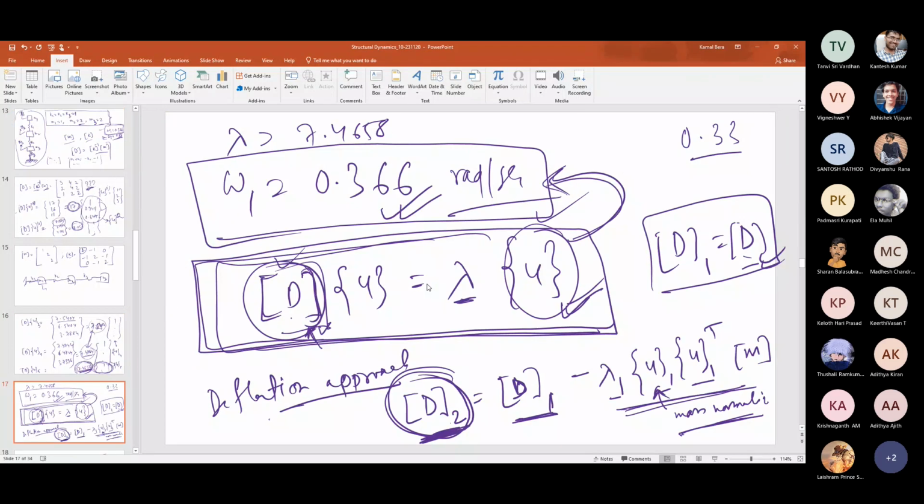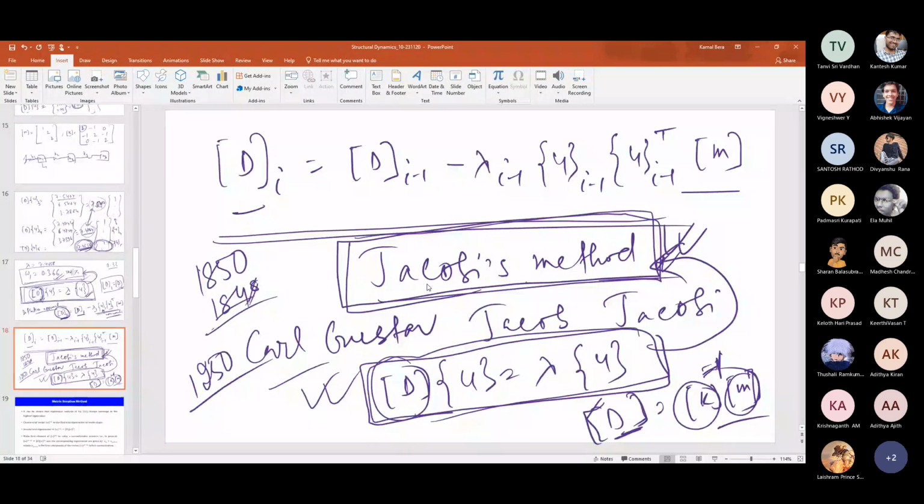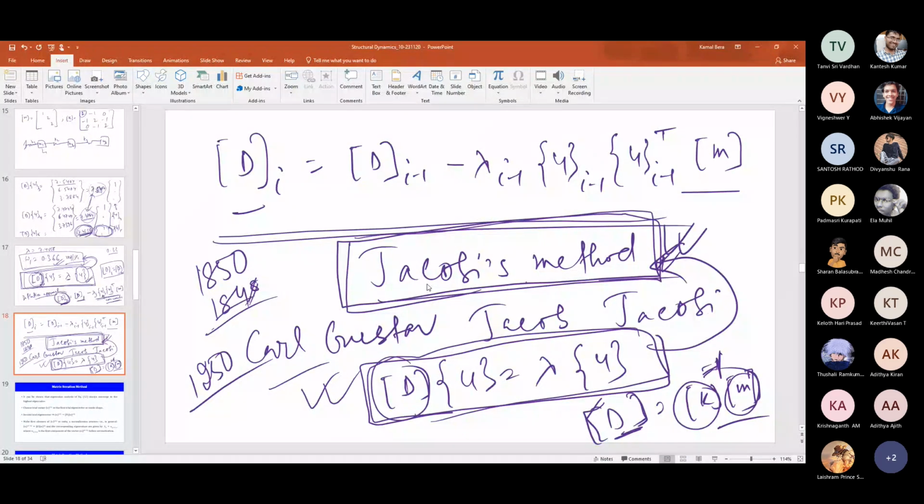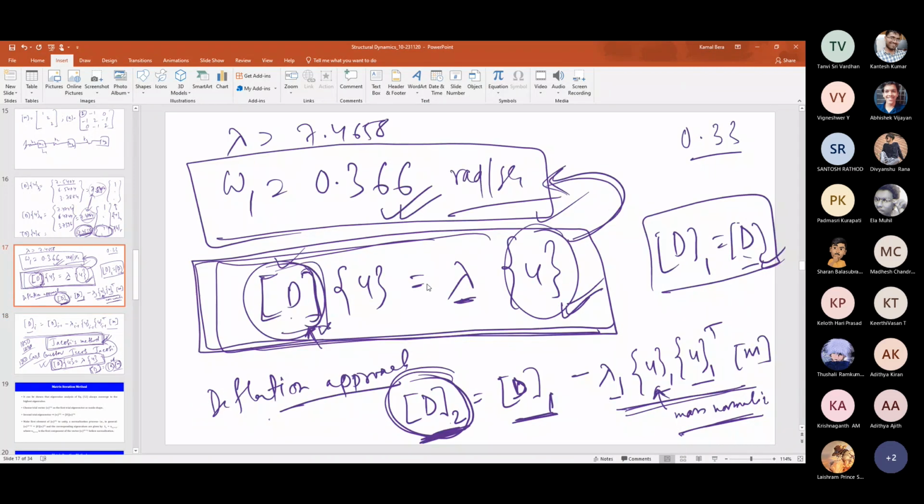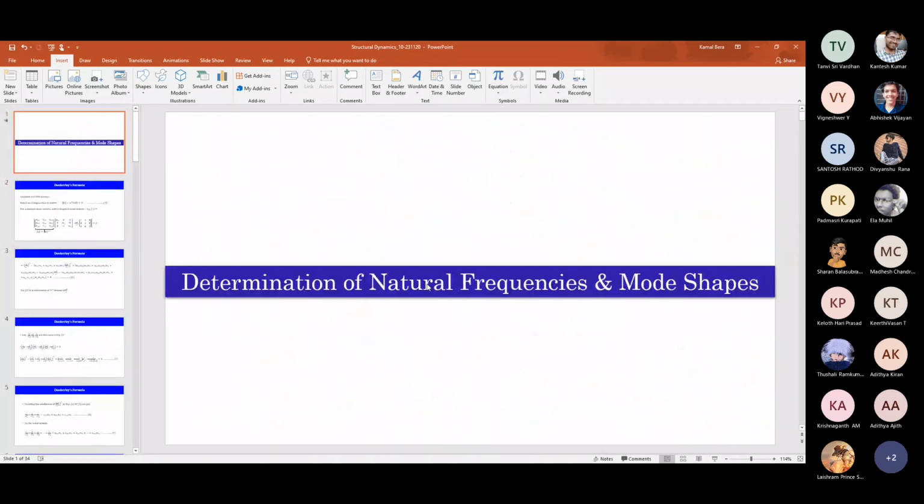So tomorrow we will discuss the Jacobi's method very quickly. If you understood, that requires a computer to solve, but I will give you the basic understanding or theory behind that. Then we will start the Rayleigh method, and once the Rayleigh method is done, this chapter, the determination of the natural frequencies and mode shapes, will be over.